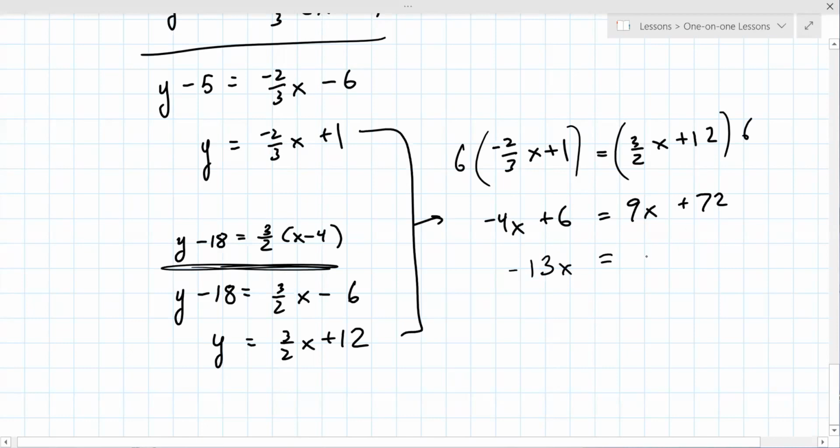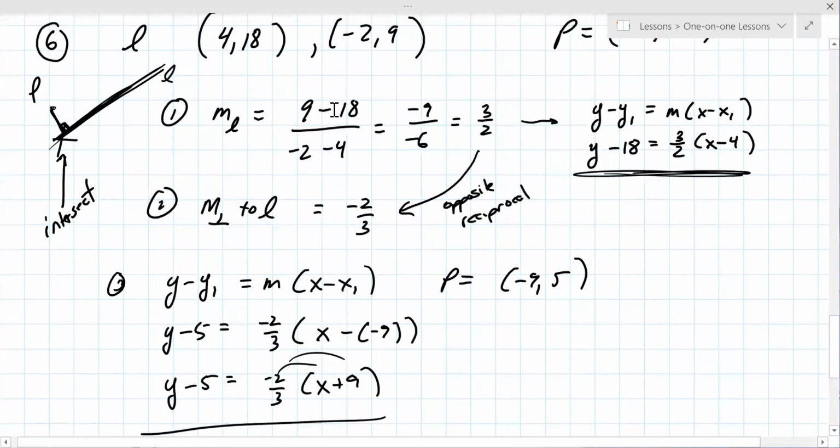That gives me 66. That doesn't work. Oh no. Oh boy. I'm going to ask you, maybe you saw an error somewhere, because I have to go back and check the work here.